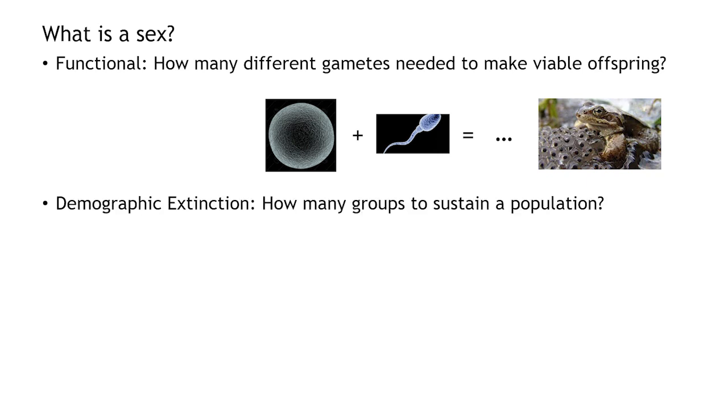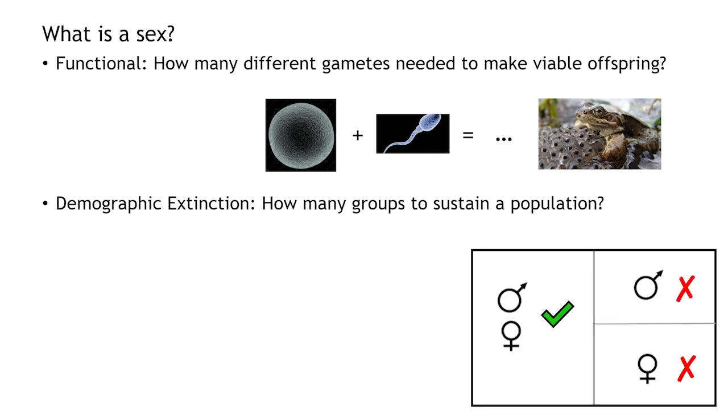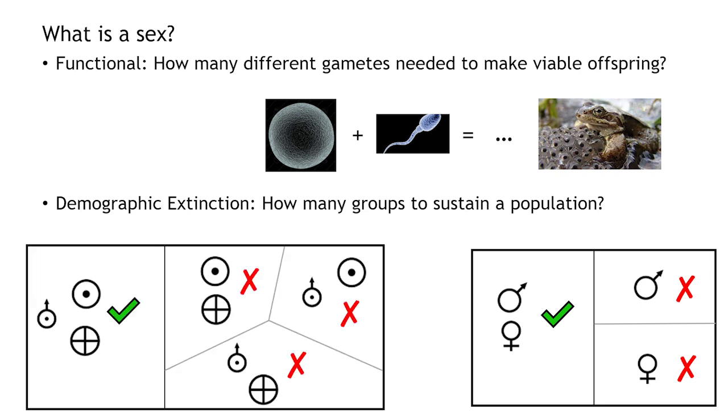The second definition is the demographic extinction definition. And this one asks which groups of organisms in a population are necessary for it to sustain and not go extinct. So if we took away one certain type and the whole population would go extinct, we would then know that this was a sex that we took away.